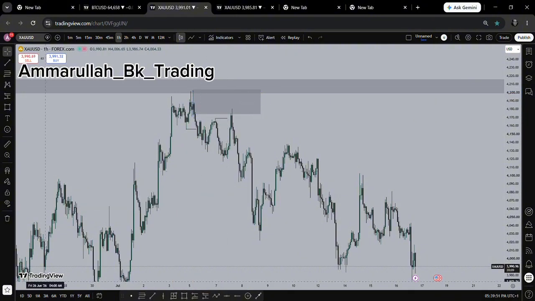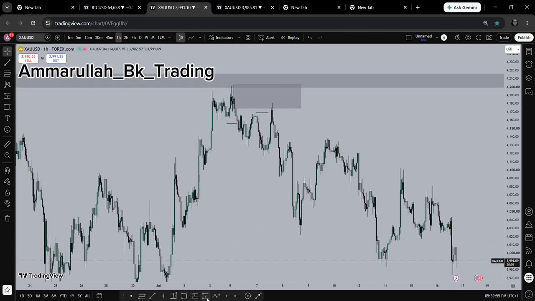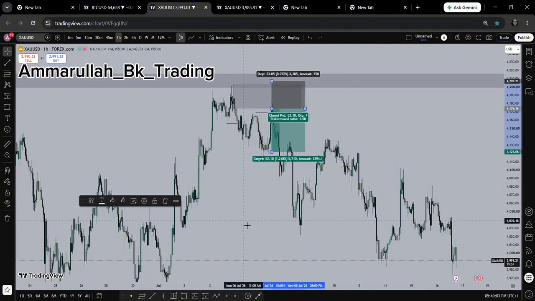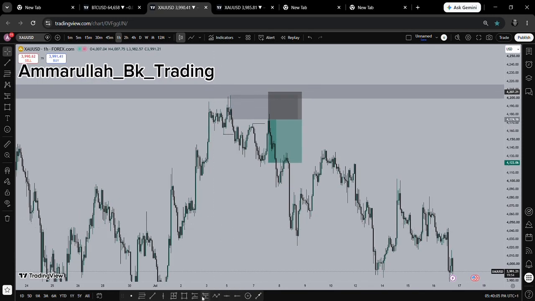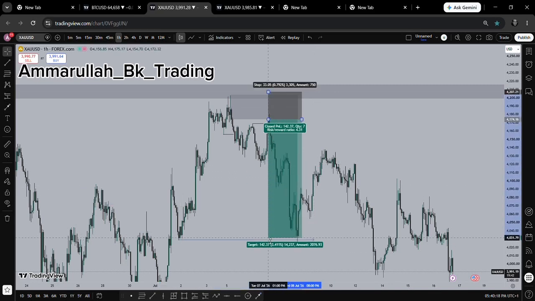The order block, then sell from there. This is how I got the first sell. Then the target will be these lows. All these lows are targets. This is the first target, second target, and this is the final target. So this is how I got the first entry.